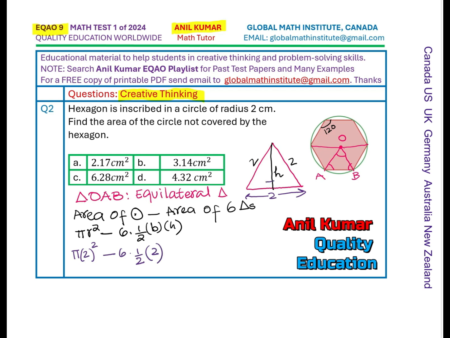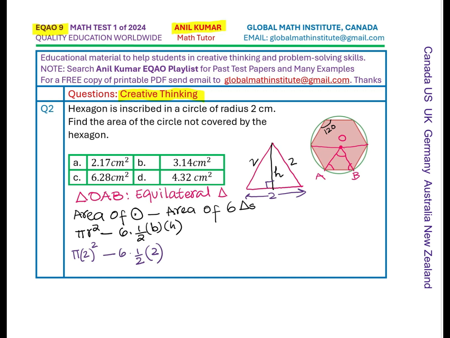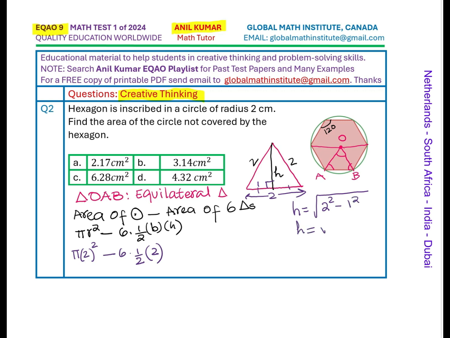Well, here we have 90 degrees, so it is going to divide in equal parts. So 1. And height will be equal to square root of 2 square minus 1 square. So height will be equal to square root 3.